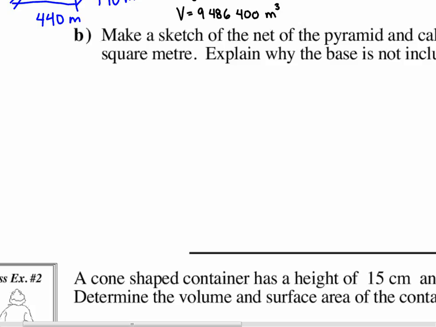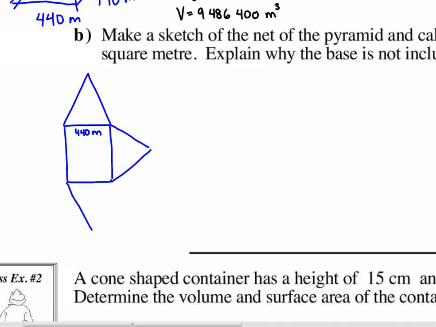We open it up. Cut down the edges. See a square on the bottom with dimensions of 440, right? And then we have the sides. What shape are the sides? Triangles. Are the triangles going to be all the same?